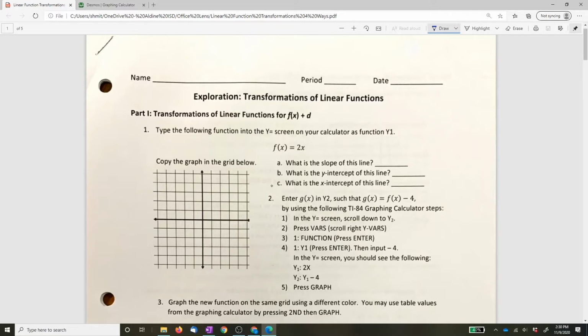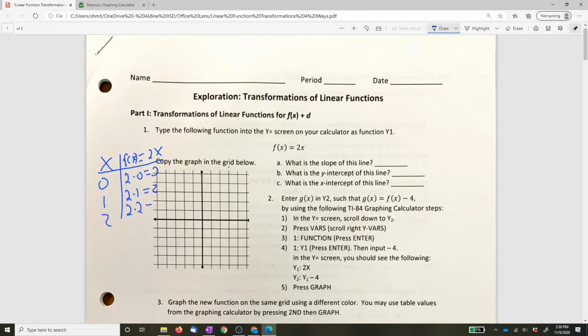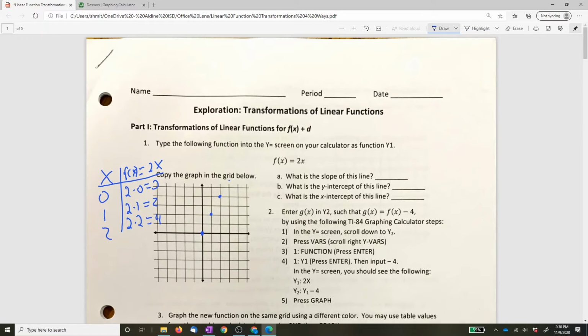It's just 2x. So that means in our table, you have x and f of x equals 2x. Let's put some numbers like 0, 1, and 2 for x. And then we'll do 2 times 0, 2 times 1, 2 times 2. 0, 2, 4. So I have a point there, here, and here. We'll connect those with a line. There we go. The slope is 2, y-intercept is 0, x-intercept is 0.